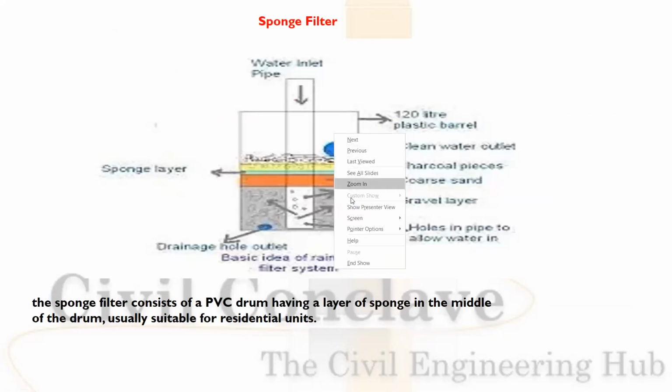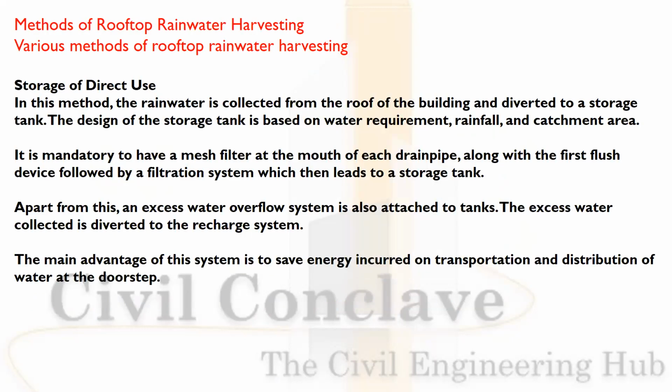Then comes the sponge filter. You can see the water inlet. It is a plastic barrel. The clean water outlet is there. Charcoal pieces, coarse sand, gravel layer, holes in the pipe so that water can flow in all directions. The sponge filter consists of a PVC drum having a layer of sponge in the middle of the drum, usually suited for residential units.